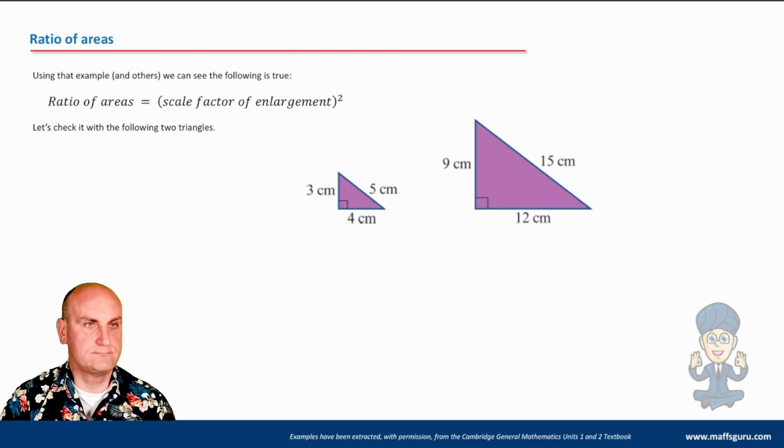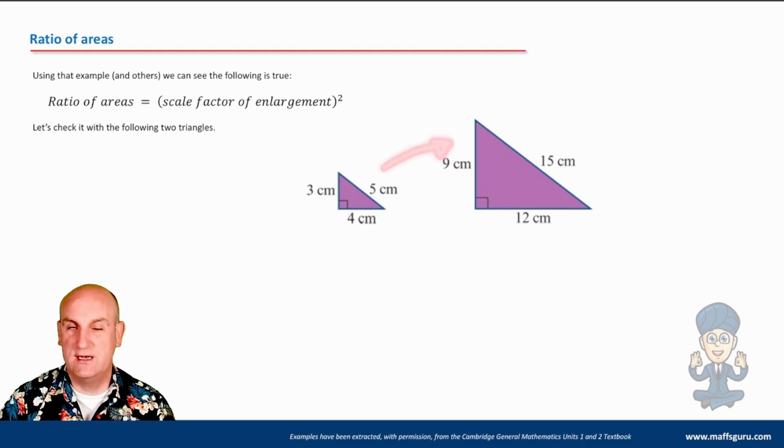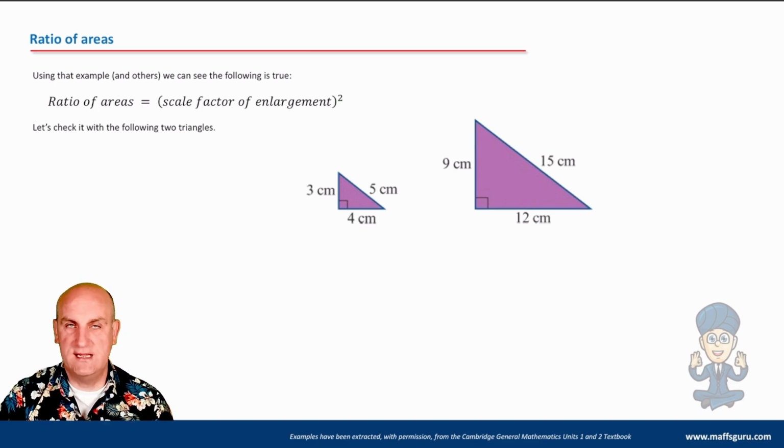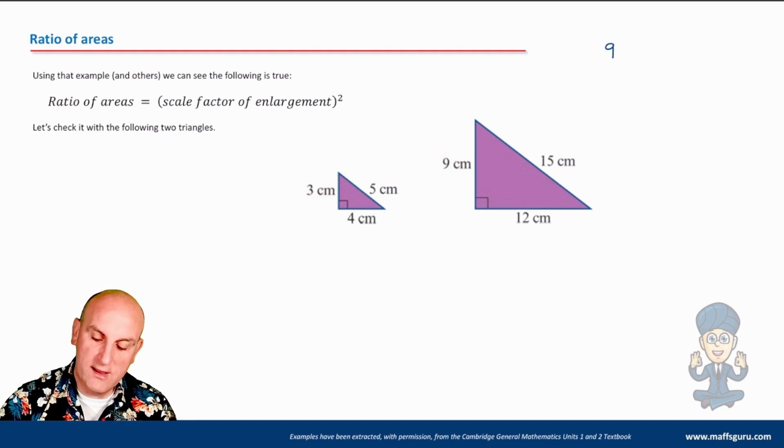So let's check with another example. What do we got here? The ratio of the areas. Well, let's just check first that this is actually a similar figure. The reason we're going to check is that all the sides have to be multiplied by the same thing. So how have I gone from 3 to 9? Well, let's just check. 9 divided by 3 is 3.